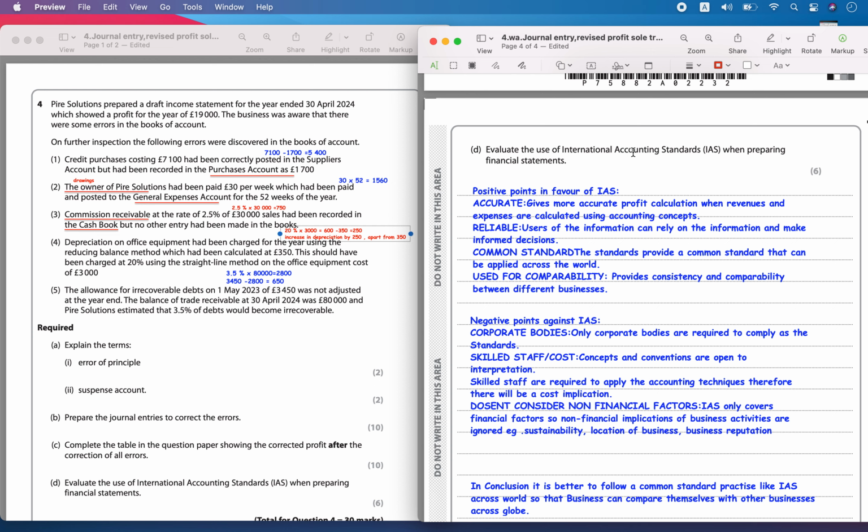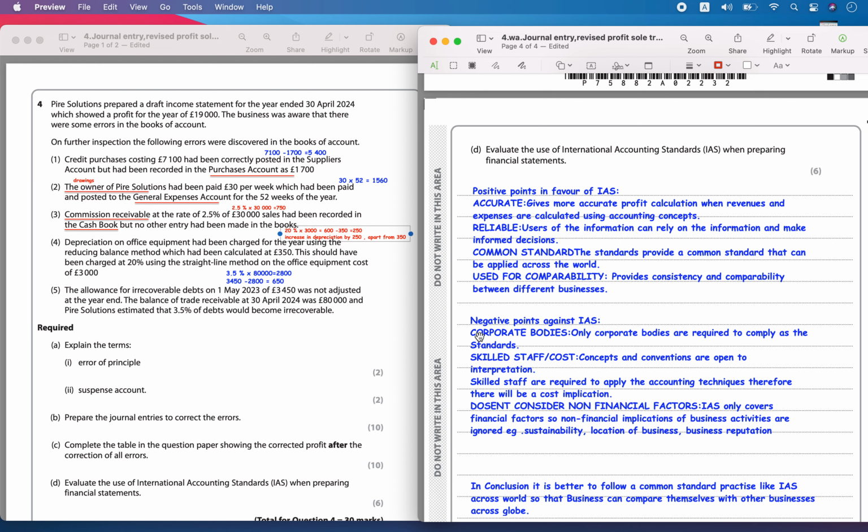Then we have evaluate the use of International Accounting Standard IAS when preparing financial statements. Whenever you're preparing IAS, it is a common accounting standard which is followed across the world, and it will help you to calculate the accurate profit, revenue and expenses using those concepts. It becomes more reliable for the users because everybody has prepared using the common concept. And comparability also increases because it's a consistent concept applied across all preparation of financial statements.